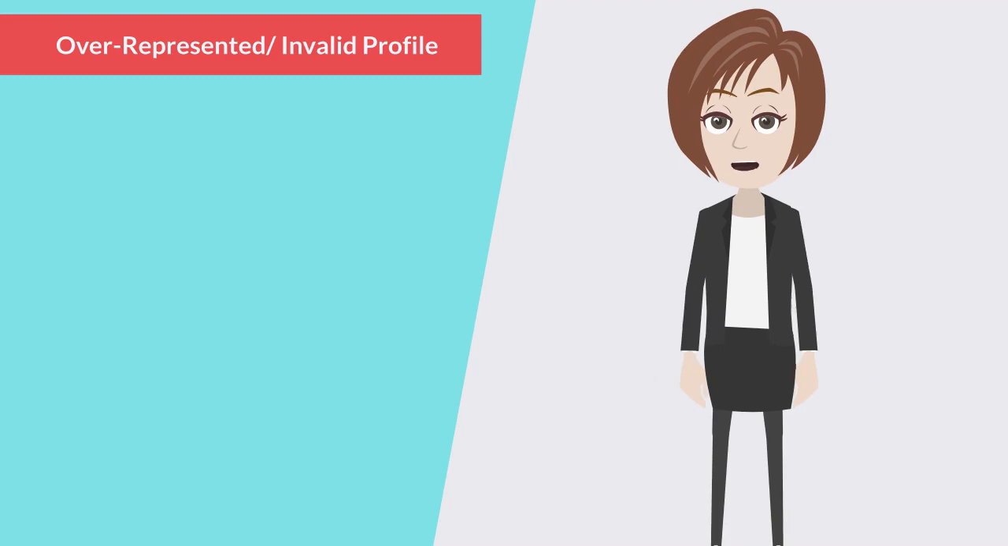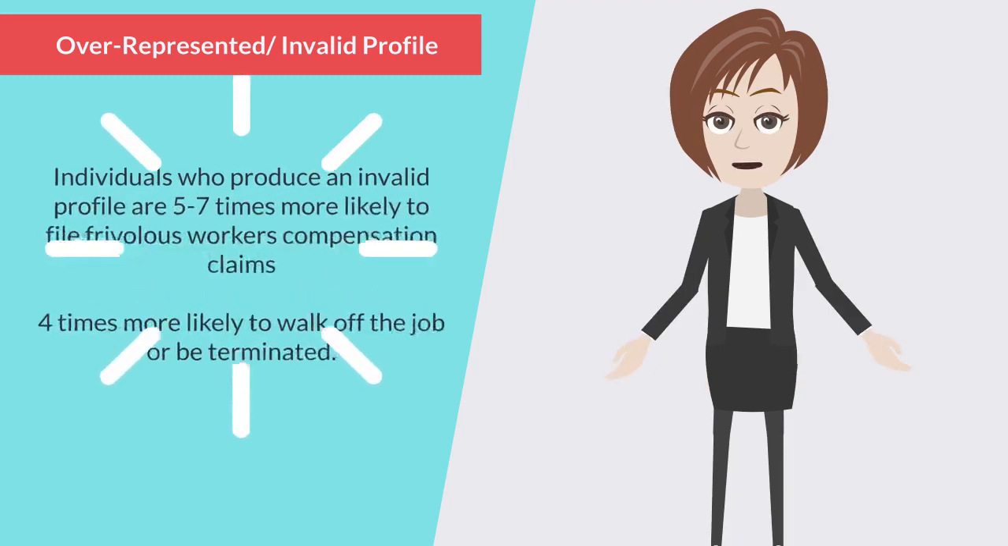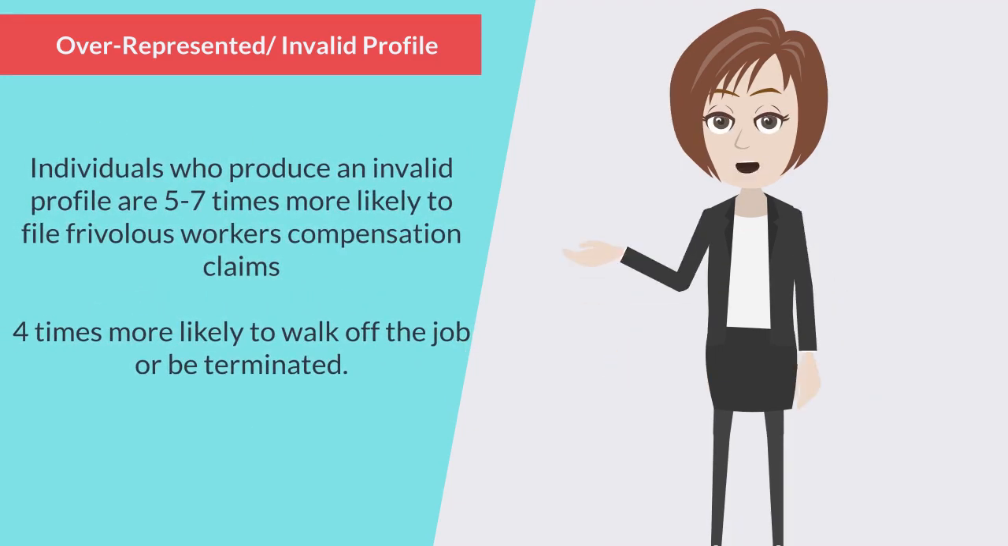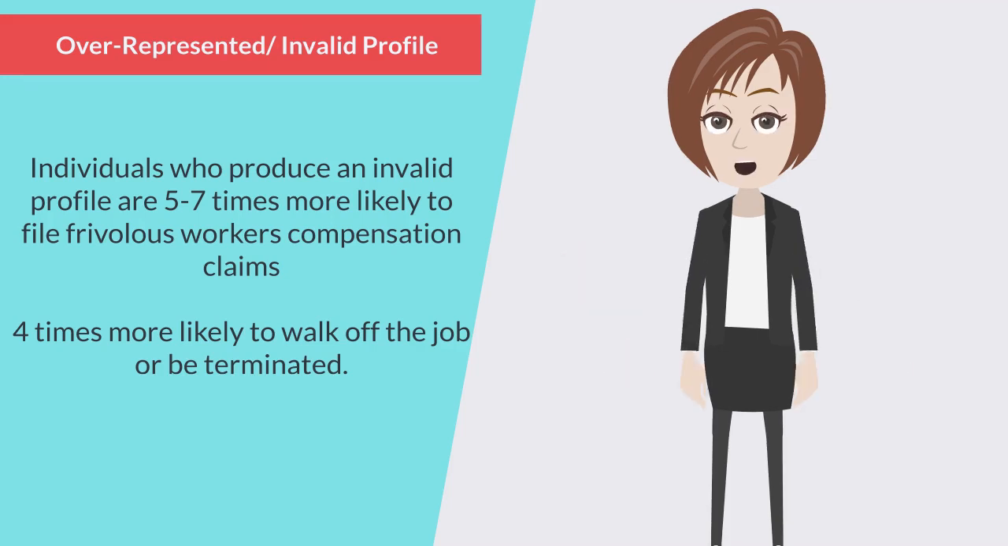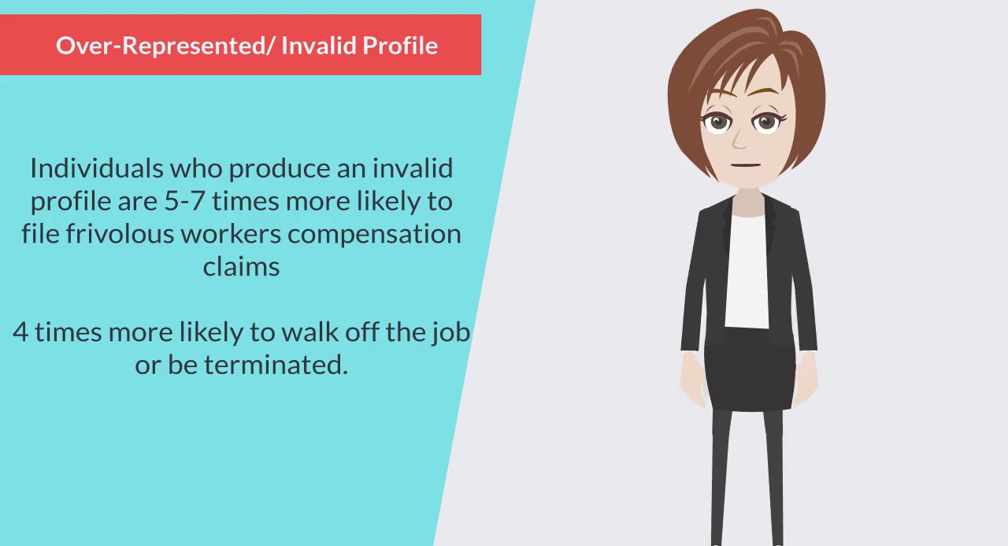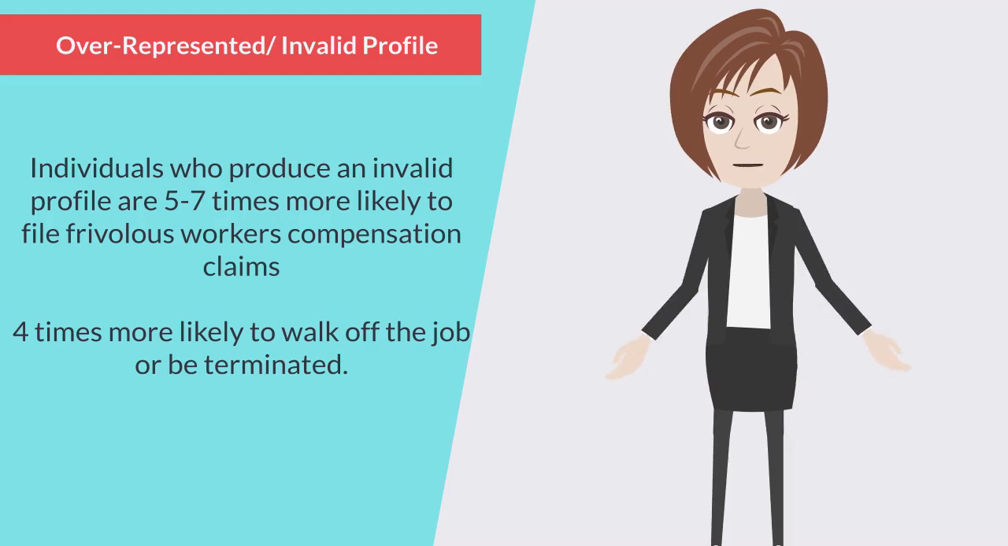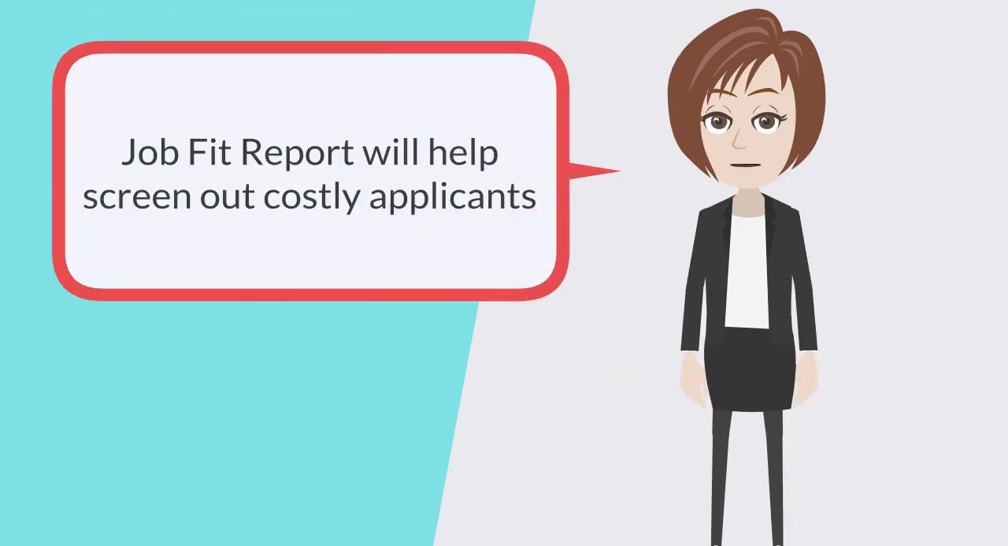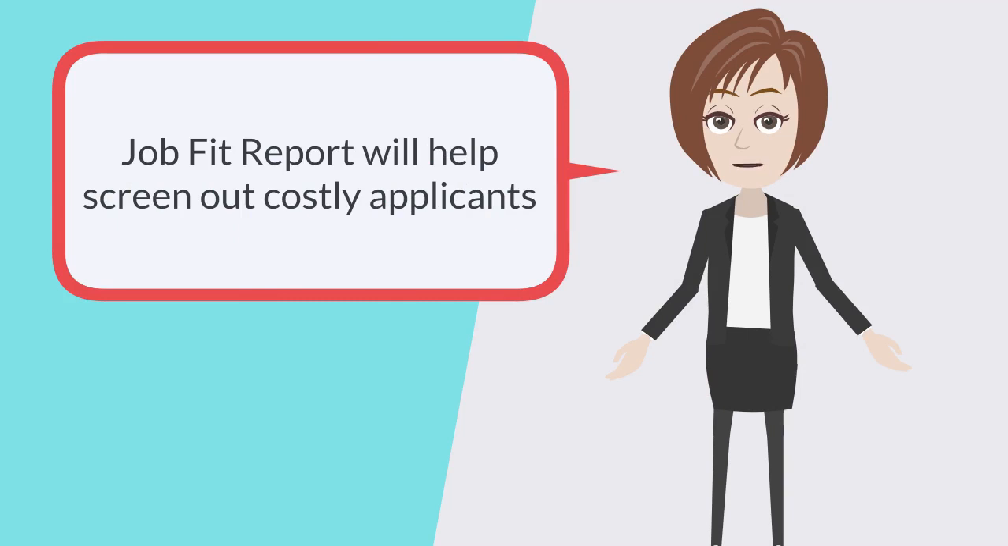An overrepresented profile will be invalid and can't be interpreted. Our predictive data shows that individuals who produce an invalid profile are 5 to 7 times more likely to file frivolous worker compensation claims and are 4 times more likely to walk off the job or be terminated within the first 90 days, both of which are high-risk and costly situations. Using the Job Fit Report and profile validity scales will help you to screen out those costly applicants.